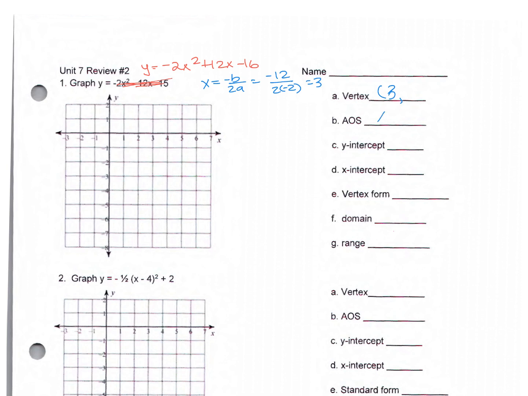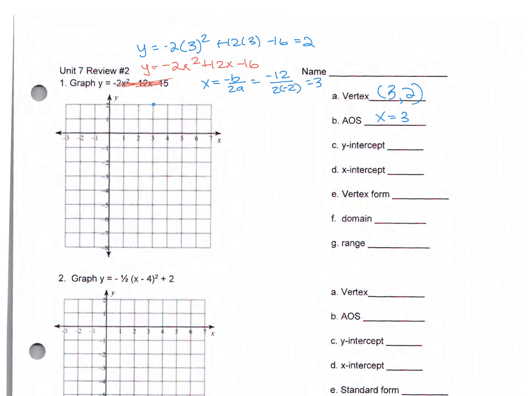And I know my axis of symmetry is going to be x equals 3. I'll talk about that after I graph it. And I need to find my y coordinate. But if you know your x coordinate, you can just substitute it in to find your y. So my y is going to be equal to negative 2 times 3 squared plus 12 times 3 minus 16. So that looks like 9 times negative 2, that's negative 18, plus 36 is 18, minus 16. It looks like it's a positive 2. So my vertex is 3, 2.